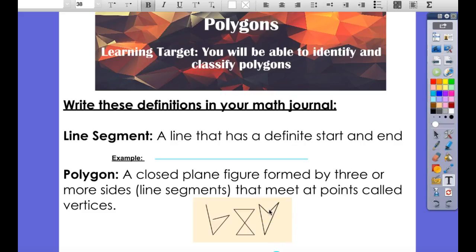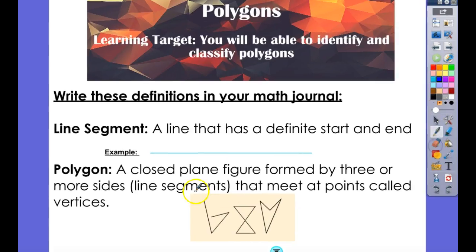Is this one a polygon or is it not? It is a polygon. It is a closed plane figure, so it means all of our sides are closed off. It's formed by three or more sides. We actually have 1, 2, 3, 4 sides here, and they all meet at points called vertices. So we have a polygon right here. So just to make it clear, we're going to cross these two out. This is not a polygon right here. This is not a polygon right here. This last one is a polygon.